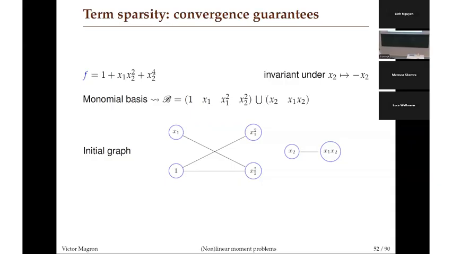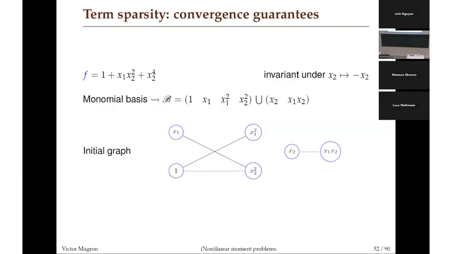And so if you apply term sparsity, then you will have two components: the first with the 4 nodes and the second with these 2 nodes. Here there is an edge between x1 and x2 squared because x1 x2 squared is here, but there is no edge between 1 and x1 because x1 is not there. Oh, but there is a mistake. There should be an edge here. No, the edge between x1 squared and 1 shouldn't be there.